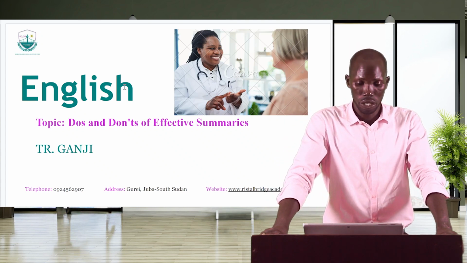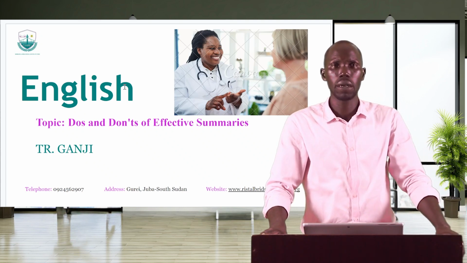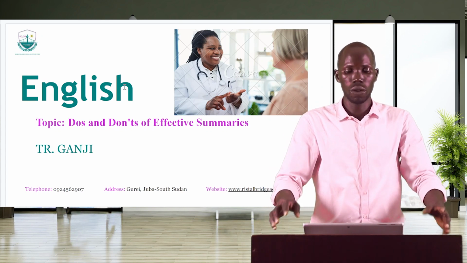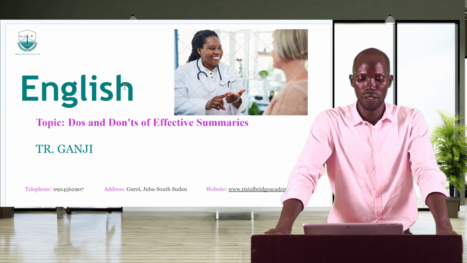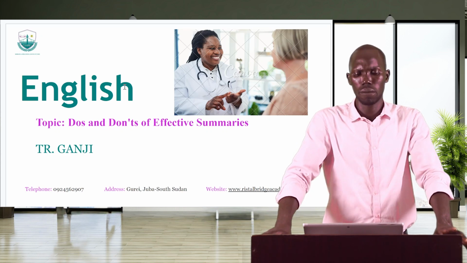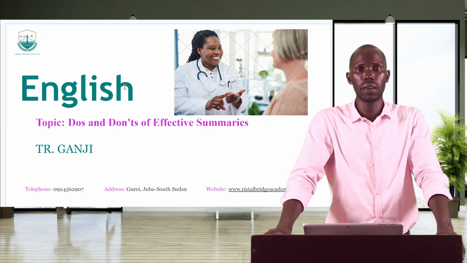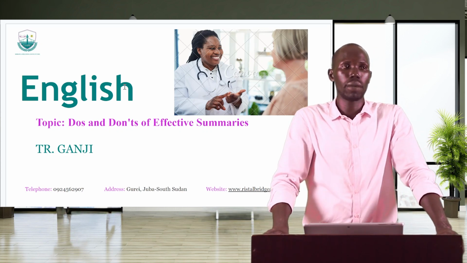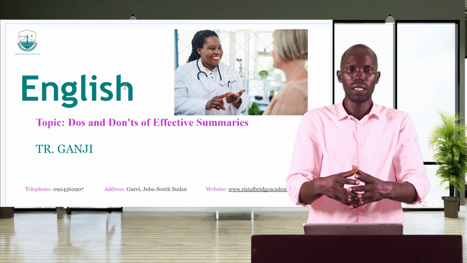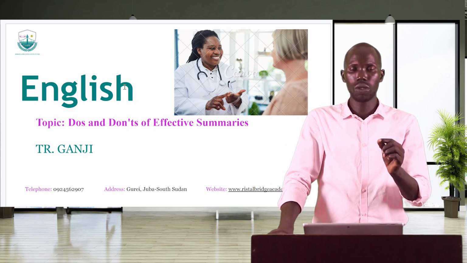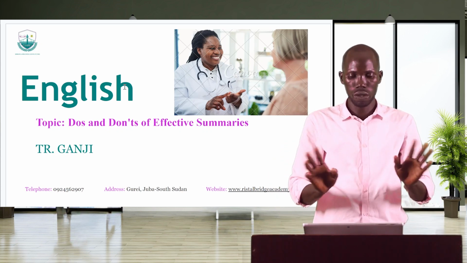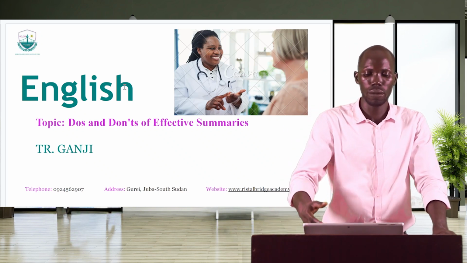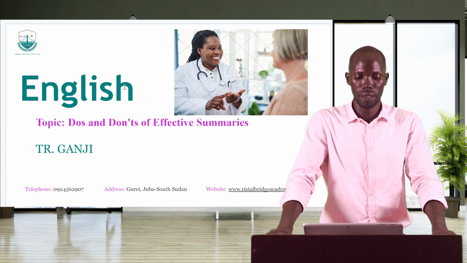The class is a continuation of the introduction to summary, but the focus in this one is we will start with the do's and the don'ts of effective summaries. Having known what a summary is, we say the summary is a condensed version of an original text. But once you're condensing or reducing an original text, there are things you should do and things you should not do. This is briefly the focus of the class, and additional tips will be given hereafter.